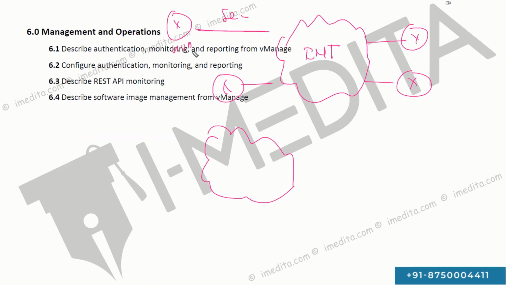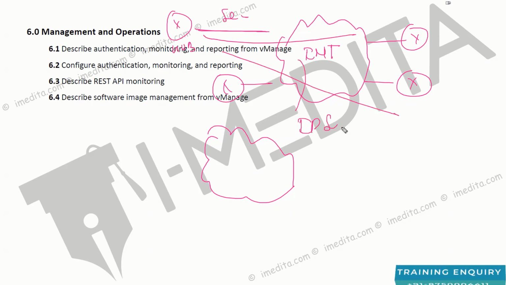That's why we go for a DMVPN type of scenario. We configure a few devices as hubs, so we create a hub and spoke type of topology. Then we protect it with IPsec and everything. A lot of configuration overhead will be there.